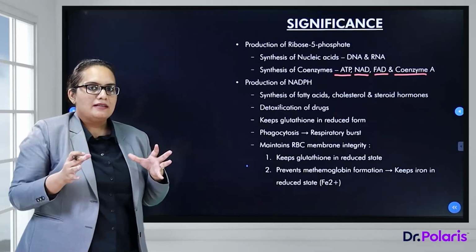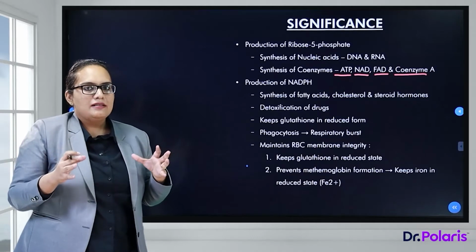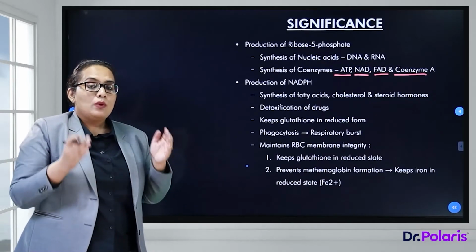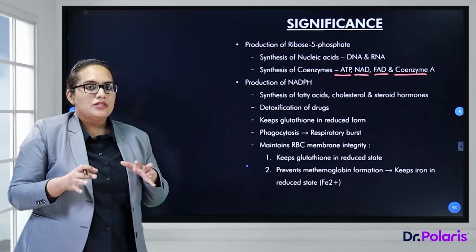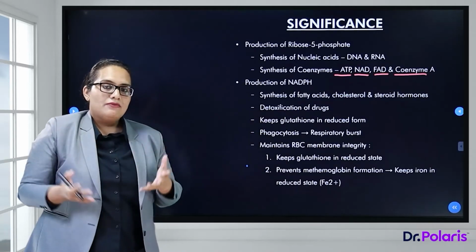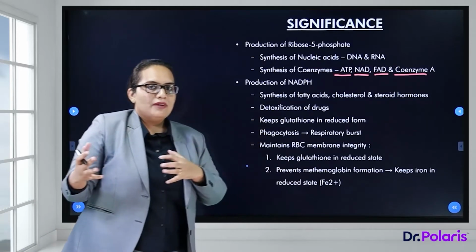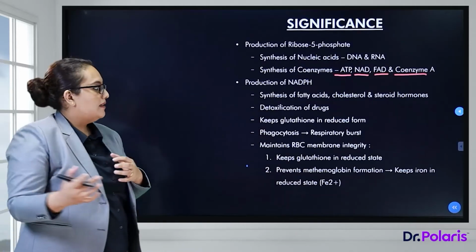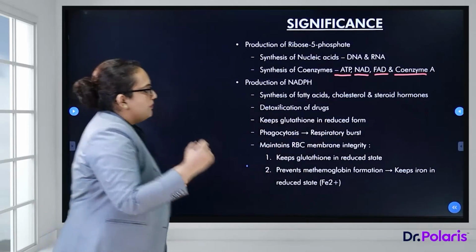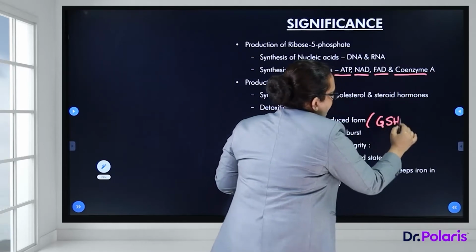detoxify certain free radicals. At various points in our body, there are free radicals formed due to metabolic reactions that occur. One of the most major free radicals formed is hydrogen peroxide, and glutathione helps detoxify hydrogen peroxide. In order for glutathione to detoxify hydrogen peroxide, it is important that the glutathione is in reduced form. Very often, the reduced form of glutathione is written as GSH.